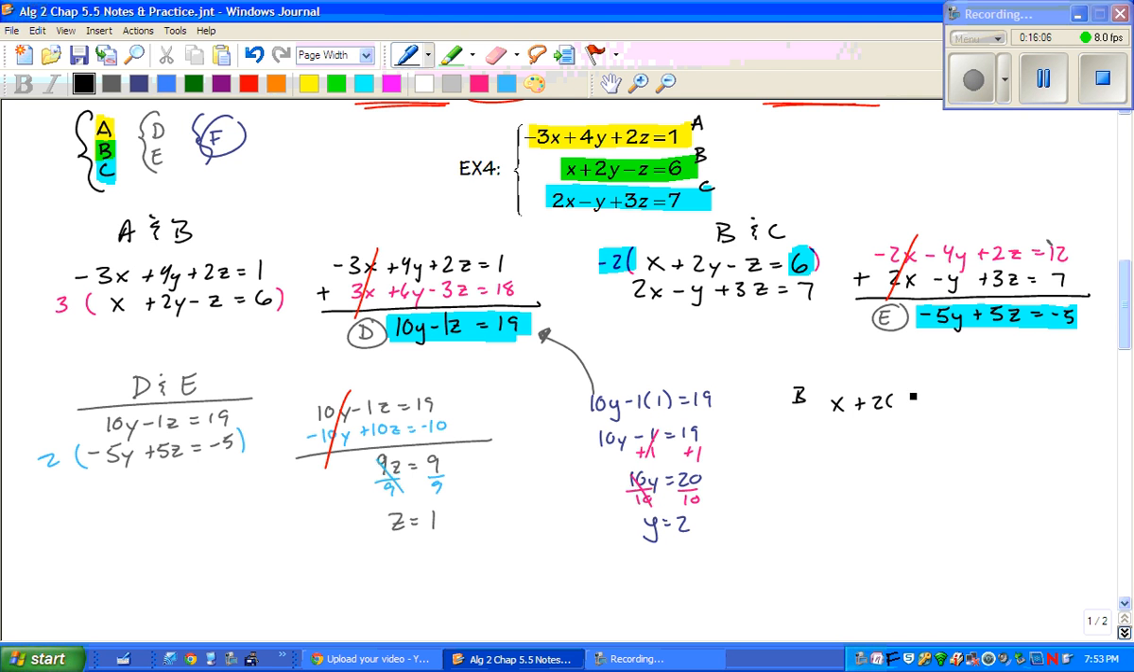This is x plus 2 minus z equals 6. And let's see, z is 1 and y is 2. So we get x plus 4 minus 1 equals 6. x plus 3 equals 6, and then you subtract 3 from both sides, and you get x equals 3.